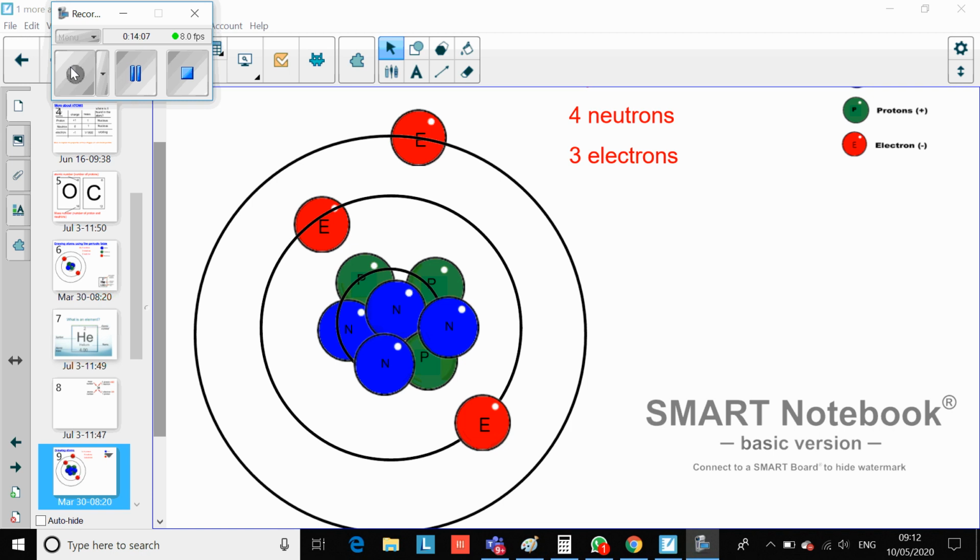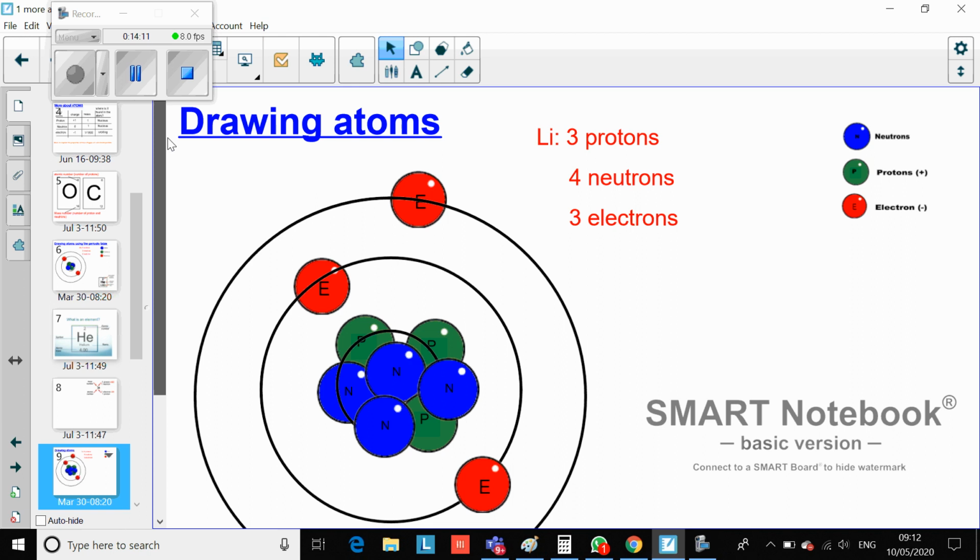Okay, so what you should have got was something that looked like this. Now remember, the atomic number of lithium is 3. So it's going to have 3 protons in the nucleus. 1, 2, 3. The atomic mass is 7. Now remember, the mass is protons and neutrons together. So 1, 2, 3 protons, 4, 5, 6, 7 neutrons. So lithium would be atomic number 3, atomic mass 7.